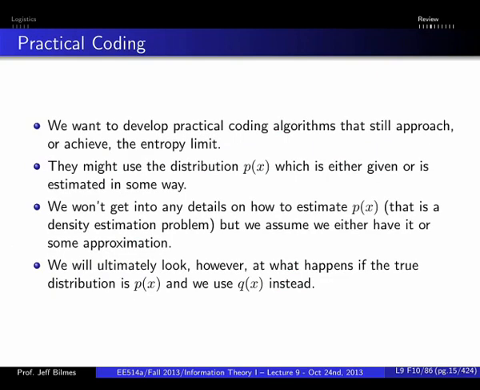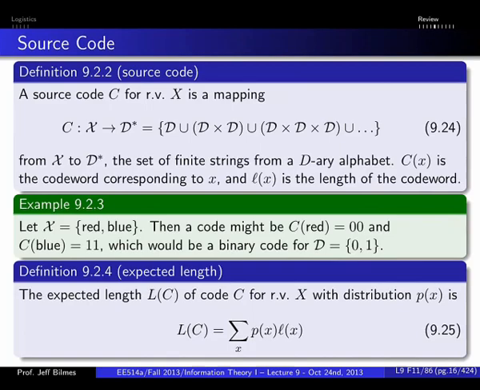And then we started a new topic, which was the idea of practical coding. This is what we're going to be spending most of today on, which is the idea that we do have access to the distribution P of X. We're not going to say how we get P of X, but we do have some P of X, or we have some estimate of P of X, Q of X. We're going to talk about that today.